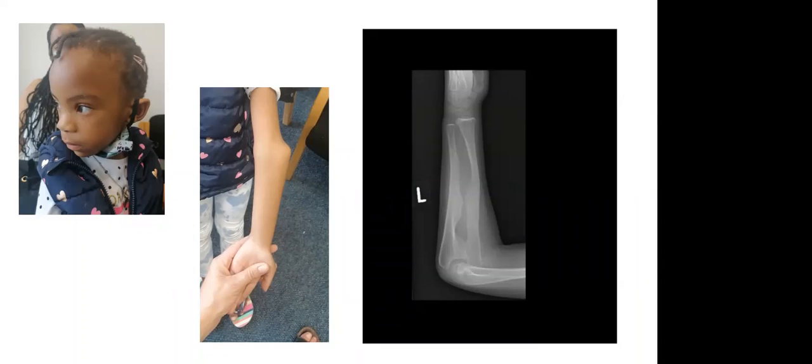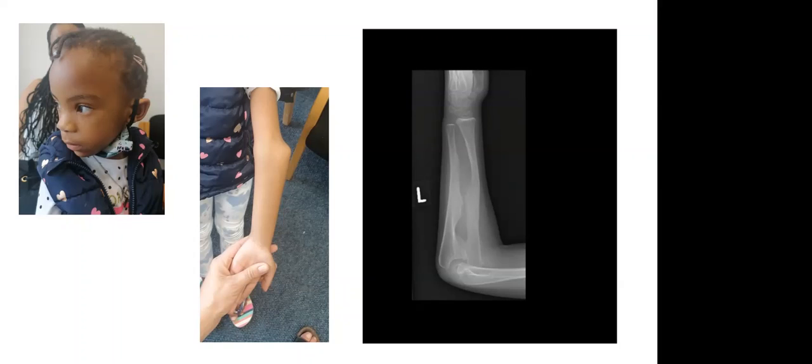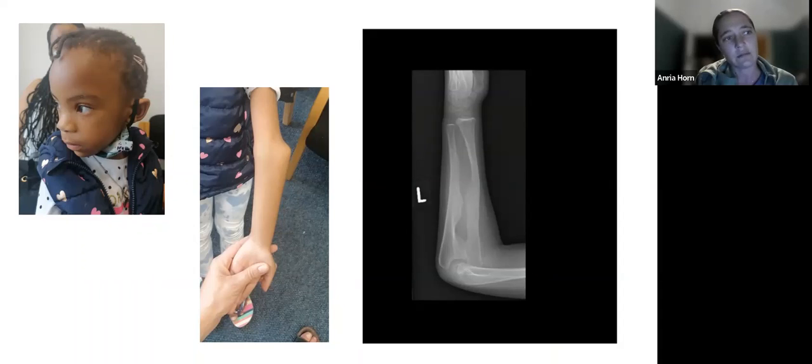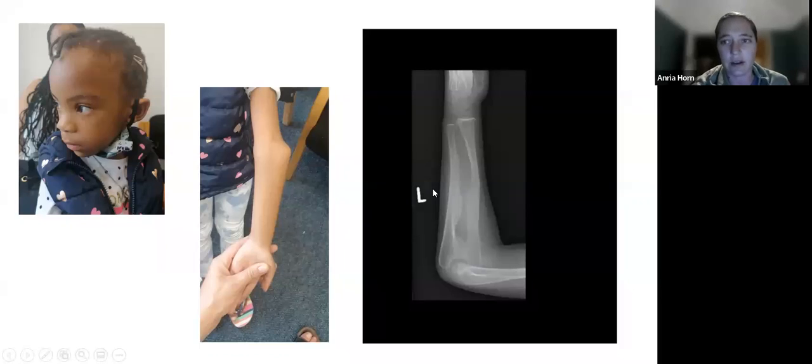So looking at the arm, what deformity is that? You have an X-ray as well. So looking at the arm, looks like there's some element of cubitus varus on the elbow. No, you have an X-ray. Look at the X-ray, look at the arm. What's going on there?